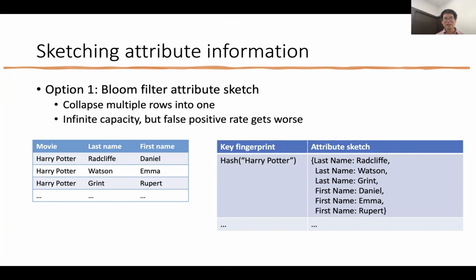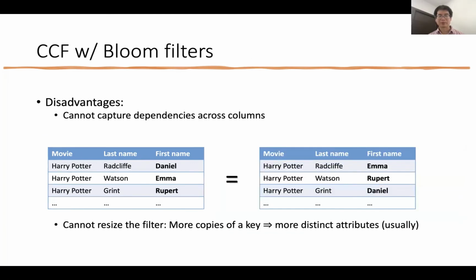And we can make this set basically as large as possible, right? So the sketch has infinite capacity. It's just that the false positive rates get worse as you add more and more items to it. And some of the disadvantages of such a sketch are pretty obvious. First of all, it can't capture any dependence across columns. So if I were to query for the movie Harry Potter and ask if there's a predicate that matches Emma Radcliffe, then it'll return true even though there is no such Emma Radcliffe. There's just the actor Daniel Radcliffe and actress Emma Watson.